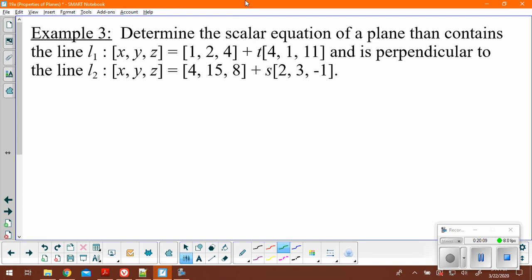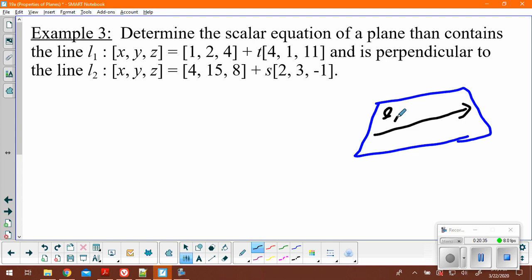Last example: determine the scalar equation of a plane that contains the line (x, y, z) equals (1, 2, 4) plus t(4, 1, 11), and it's perpendicular to this other line listed here. So think about what's going on here. We'll draw a little picture. Here's my plane. It says it contains the first line, so L1 lies inside of this plane. That means the point 1, 2, 4 is on the plane, and the direction vector 4, 1, 11 is on the plane.